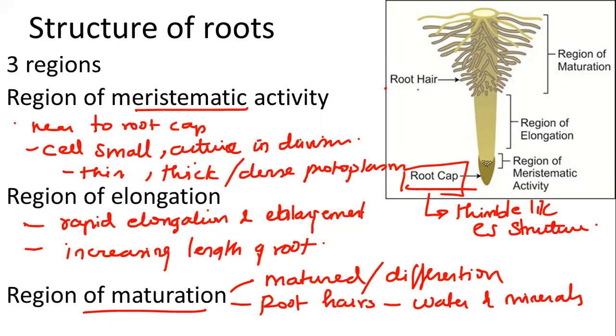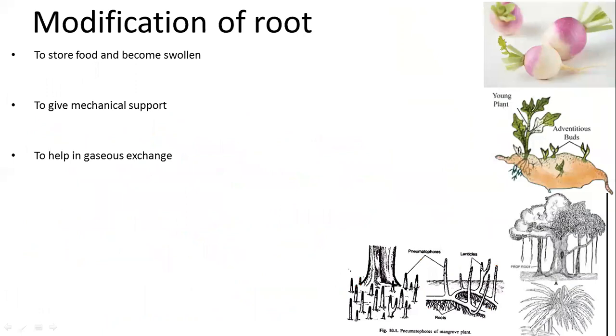You can see here the root hair is present where maturation occurs, this region is the region of elongation, which increases the length, and this is the active region where growth initiates, and the root cap protects the meristematic region. So this is all about the structure of root. Next, coming to modification of root.